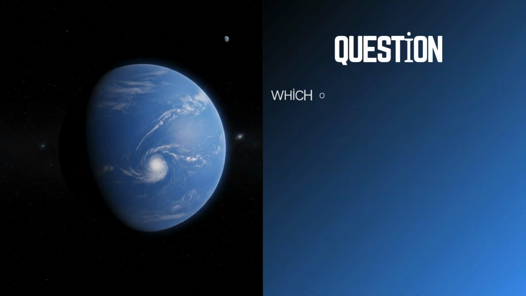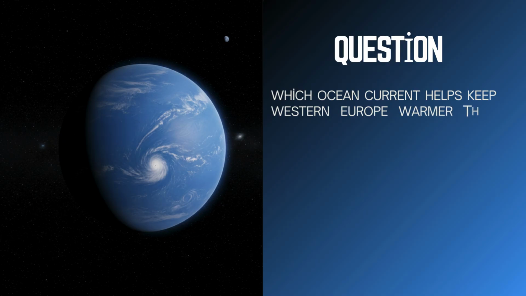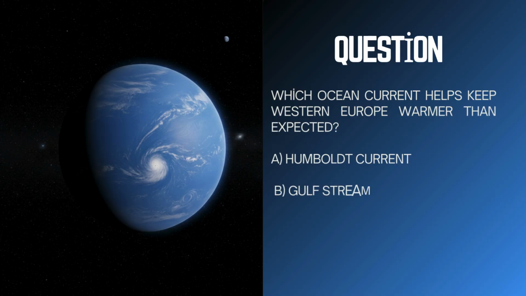Which ocean current helps keep Western Europe warmer than expected? A. Humboldt Current. B. Gulf Stream. C. Antarctic Current. D. California Current.